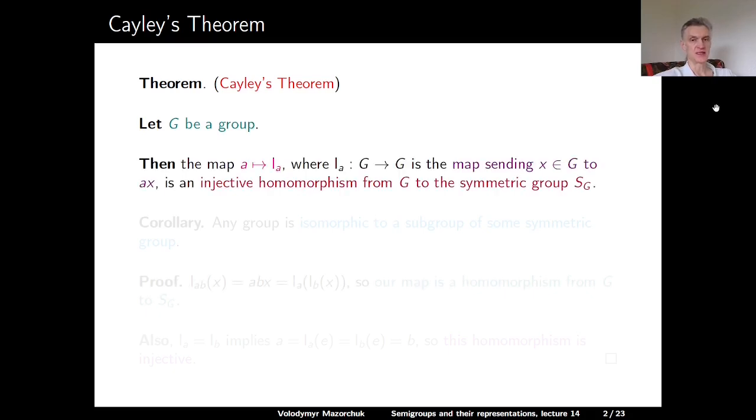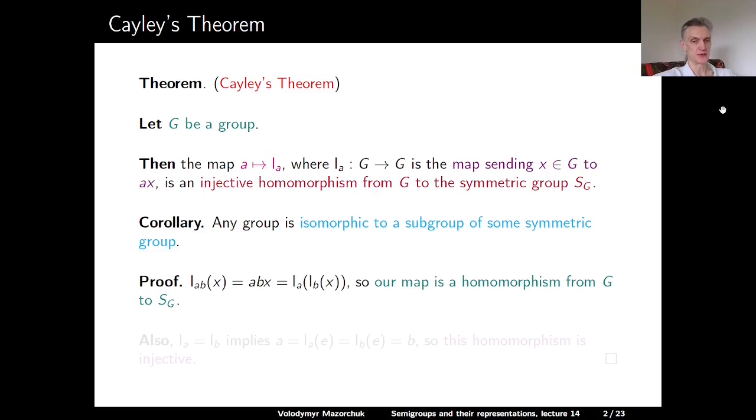Then the map, which sends an element A in G to the transformation L sub A of G, which is defined as a left multiplication with A. So this transformation sends an element x in G to the element Ax. So the map, which sends A to LA, is an injective homomorphism from the group G to the symmetric group S on the set G. In particular, corollary, any group is isomorphic to a subgroup of some symmetric group. And in this way, symmetric groups are universal.